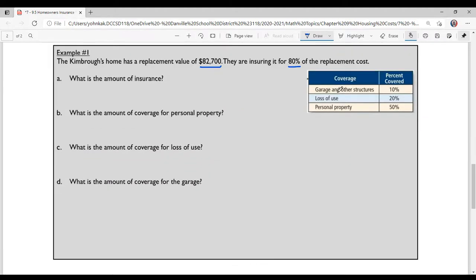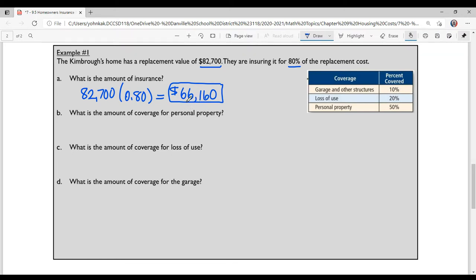So, we're going to take the replacement value, which is 82,700, and multiply it by the insured percentage, which is 80%. So that gives me a total of $66,160. This is the amount of money that I could potentially collect from the insurance company if anything were to happen on my property.